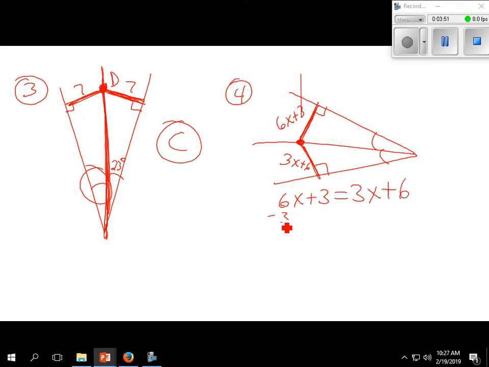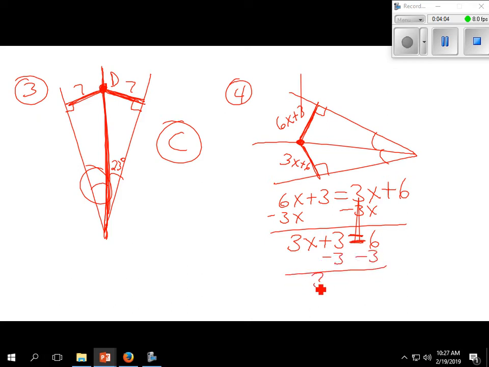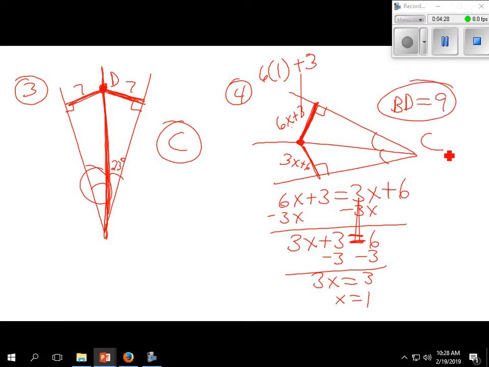Subtract 3x on both sides. You end up with 3x plus 3 equals 6. That's an equal sign there. Subtract 3 on both sides. End up with 3x equals 3. Divide by 3, end up with x equals 1. They ask us to find the length of segment BD. BD is this segment right here. So I'm going to put 1 back in there for x. So 6 times 1 plus 3. BD is 9. Which is letter C.